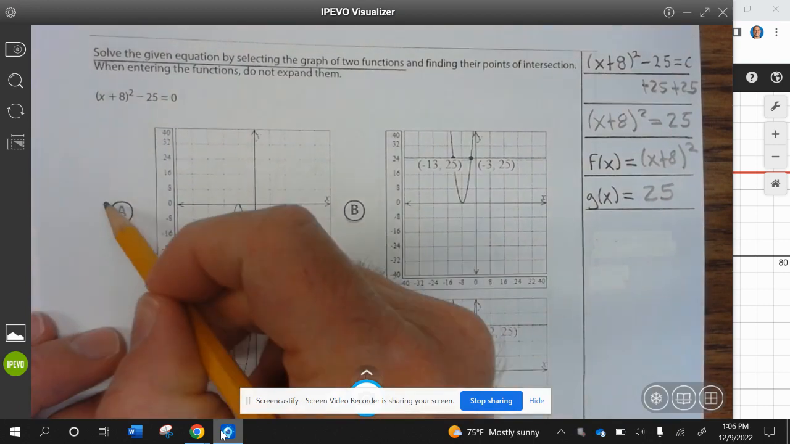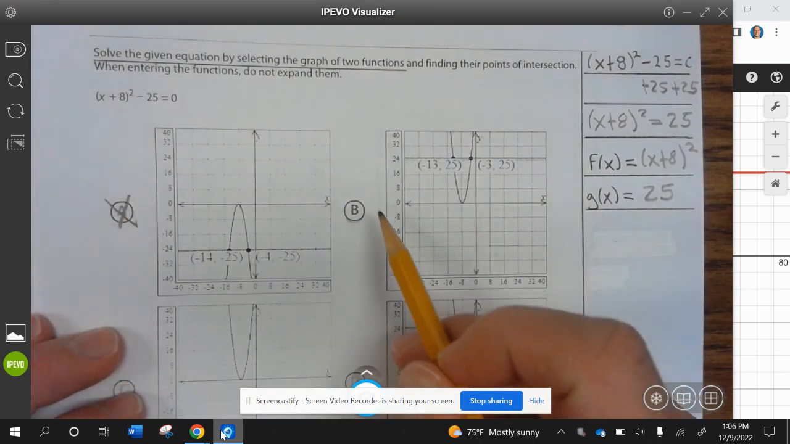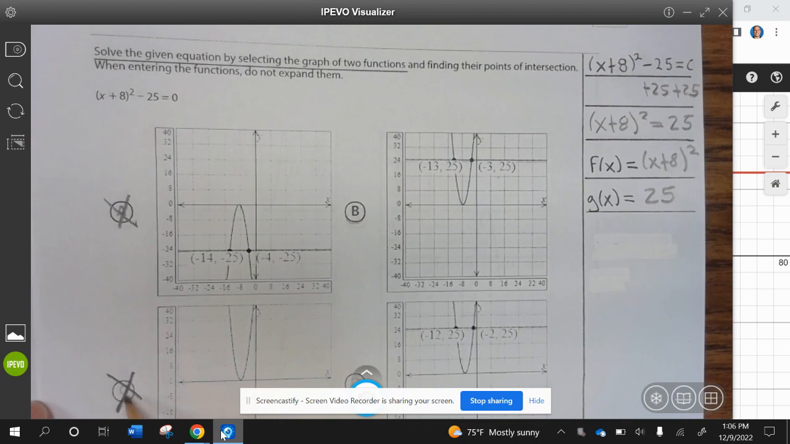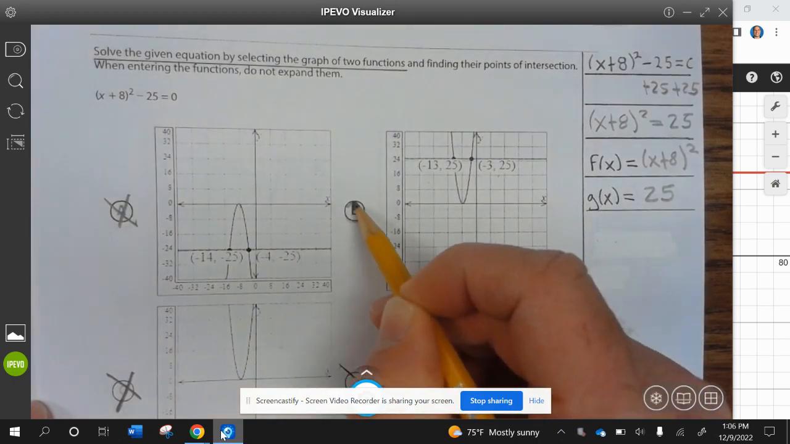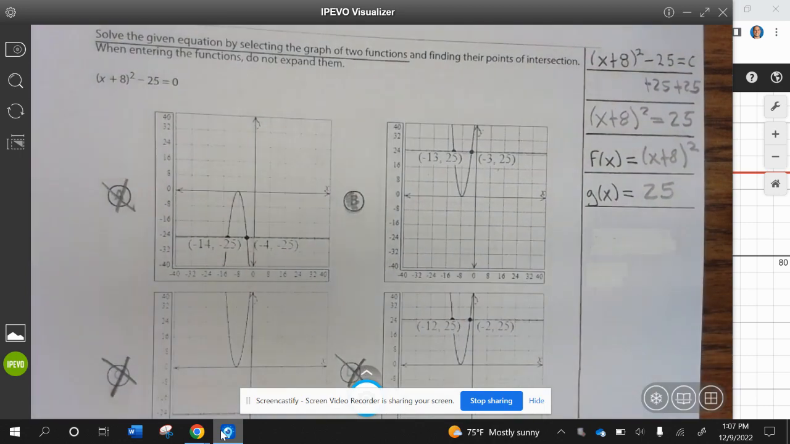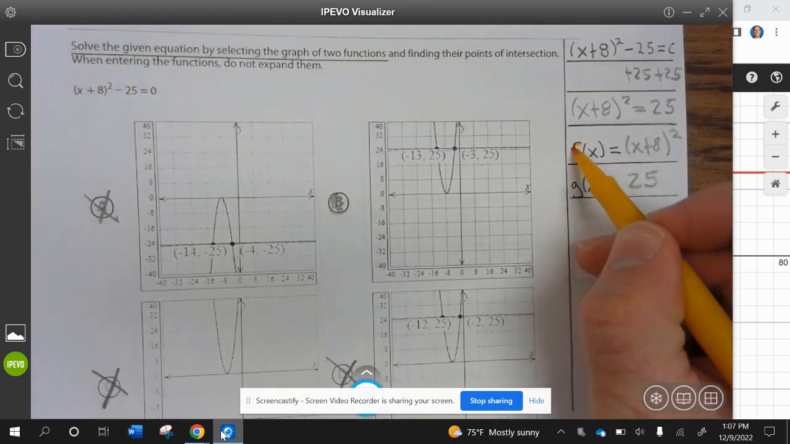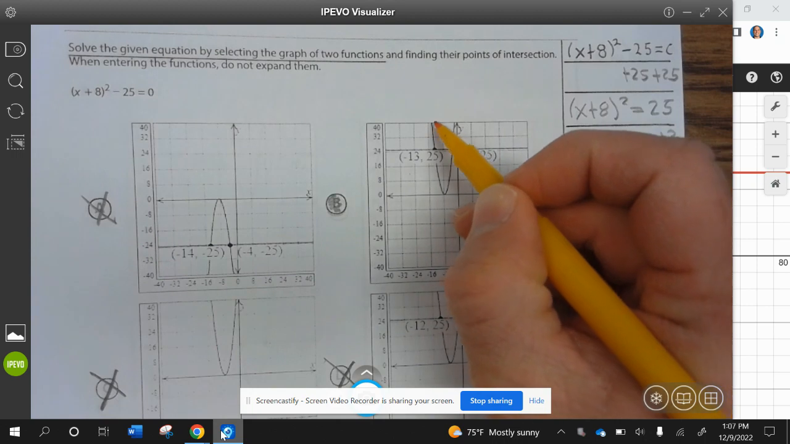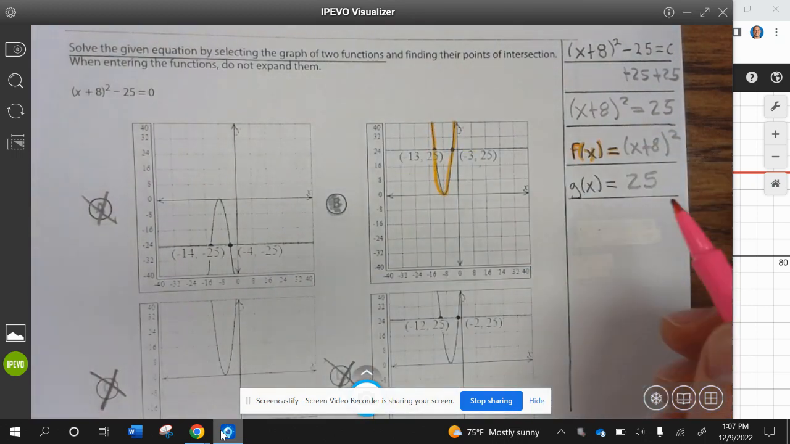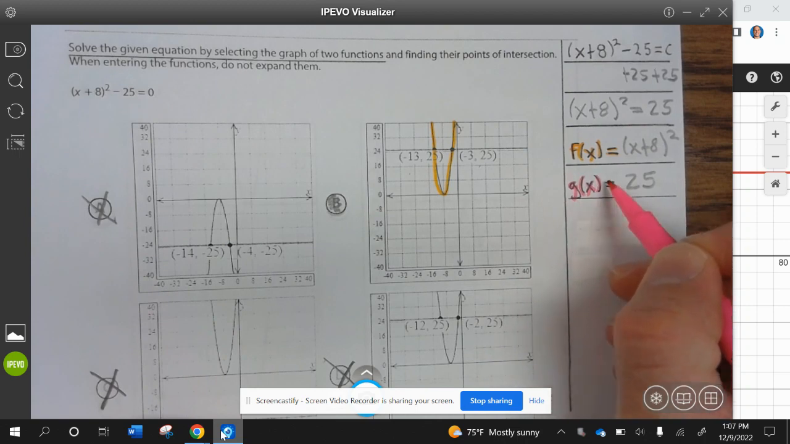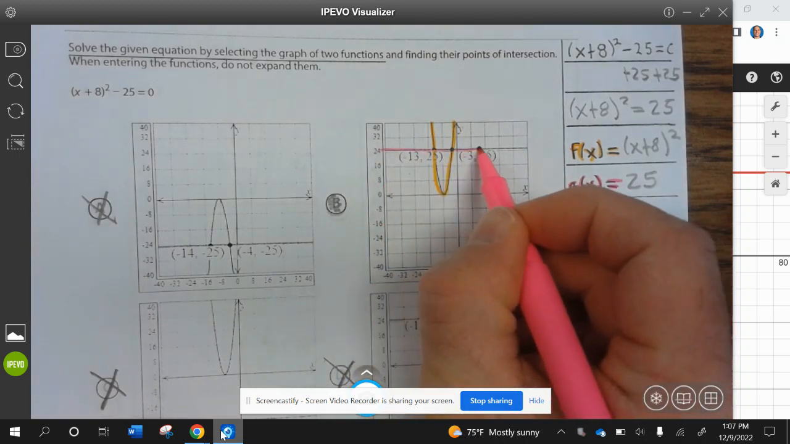So we can see that this answer is not correct. See, that looks okay. This is not correct. And this is not correct. So the answer has to be B. So f of x equals this right here, and g of x equals right here.